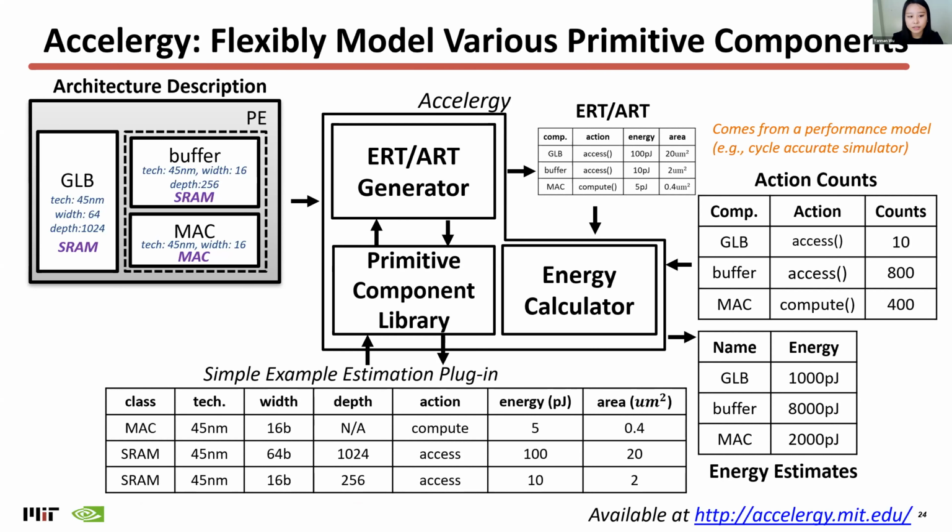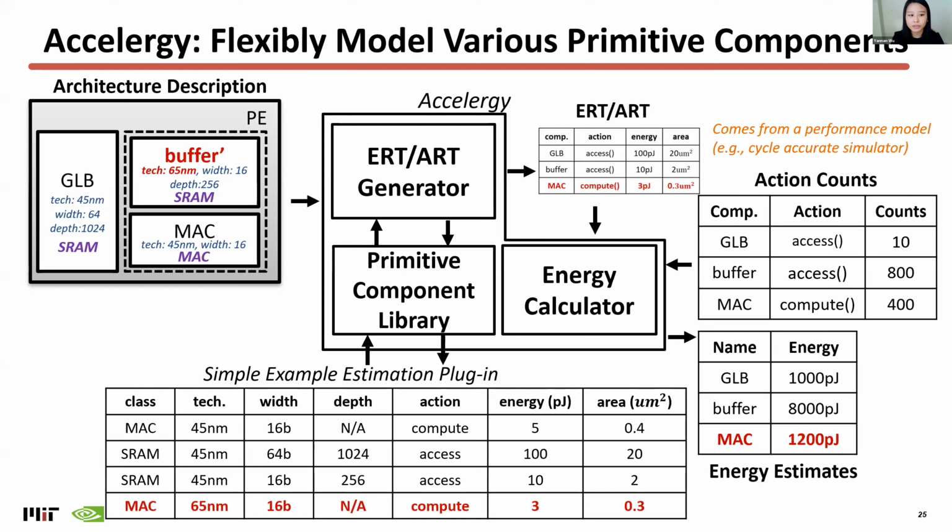Now let's take a look at what would happen if we change a component in the architecture. Now we have changed the local buffer's technology node. Accelergy will realize we now have a new component which is of 65 nanometer, and it will ask the plugin whether it supports a 65 nanometer SRAM component with specific hardware attributes. In this case, our plugin is able to support this kind of estimation, and the ERT will be updated, and therefore the final energy estimates will be generated correctly.